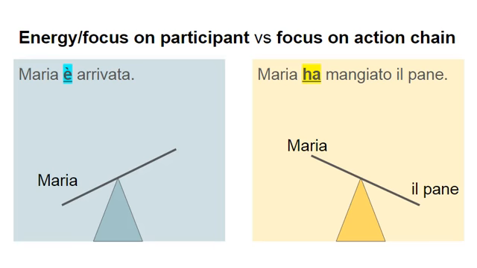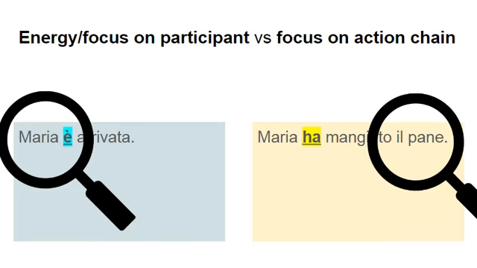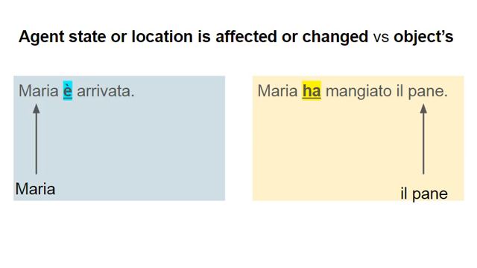But there's also the focus that is much more on the participant in Maria è arrivata, so the balance goes to the subject, while in Maria ha mangiato il pane, we have a transfer of energy to the patient of this sentence, so the action chain goes into the bread. So again, we put more focus on the subject with essere, while with avere we have more focus on the object. The state or location of the agent is affected with essere, while with avere it is the patient, sorry, the receiver of the action, that is affected. So this is just to review a little bit the differences between essere and avere.